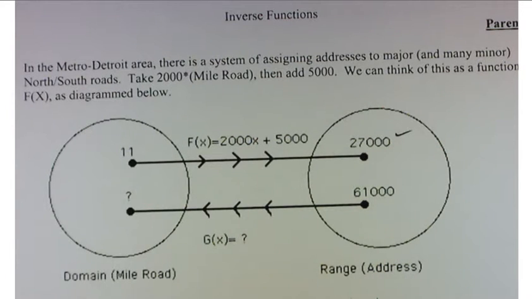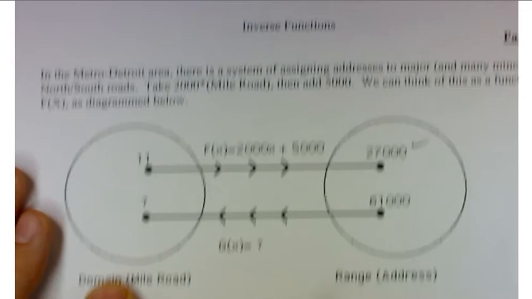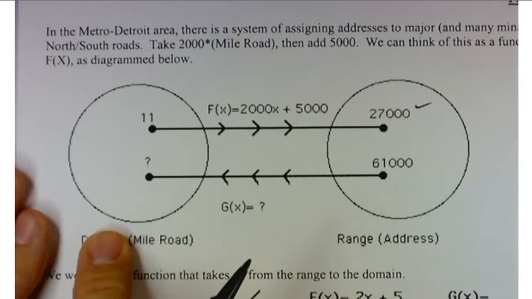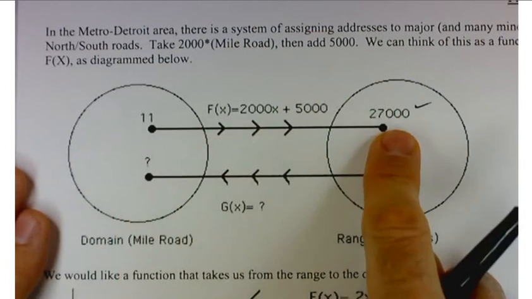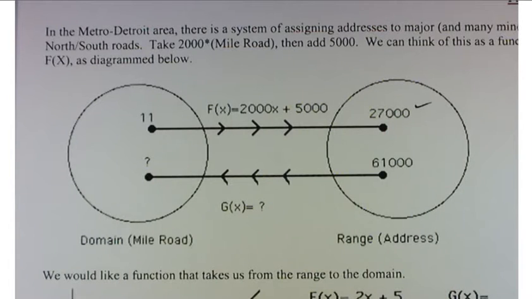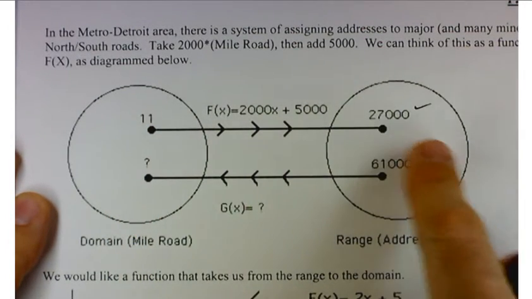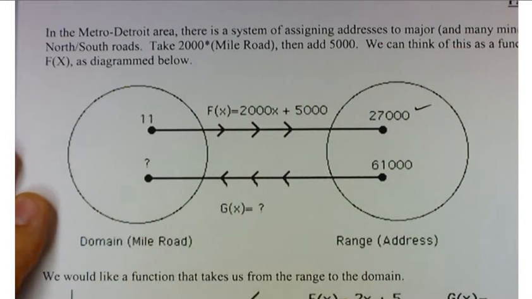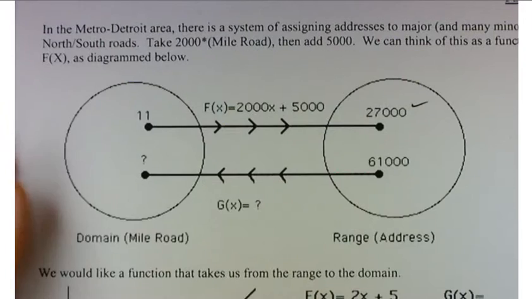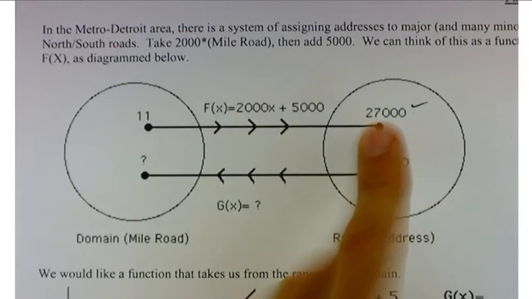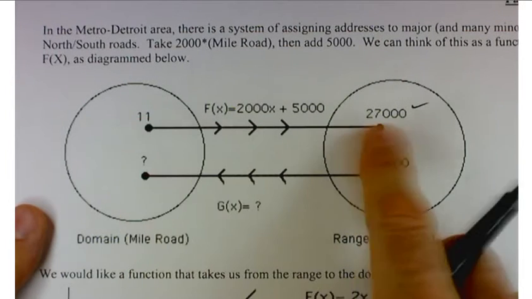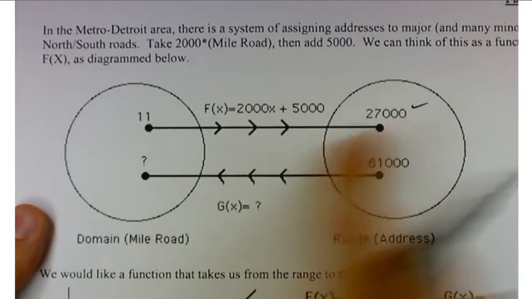So the idea of going backwards is what we're going to talk about. It's an inverse function. Now, functions start out, the things you put in the function, those are your x values. So that's your domain. The things that you get out of the function, that's your range. That's the y values. So a function goes from the domain to the range. The inverse function goes the other way. It's going to take you backwards. So our goal in studying this is to figure out, how am I going to go backwards? What's going to take me from the address and tell me the mile road?